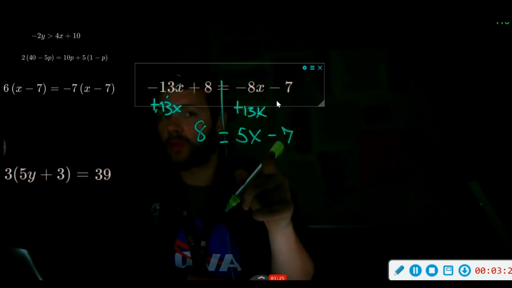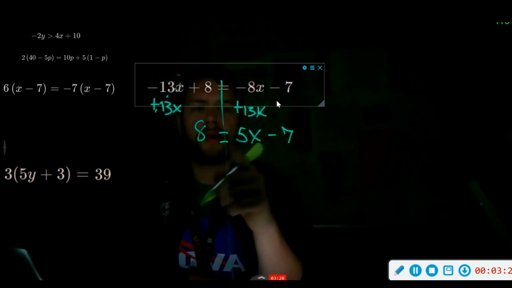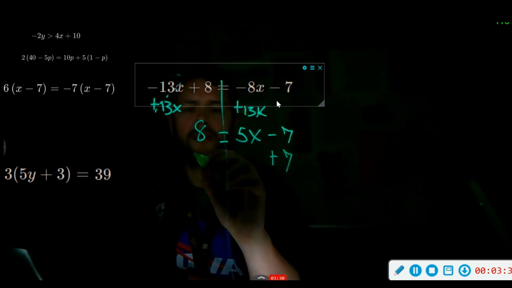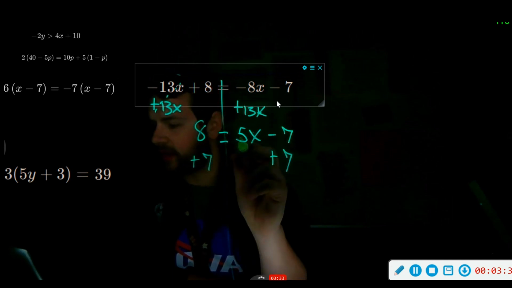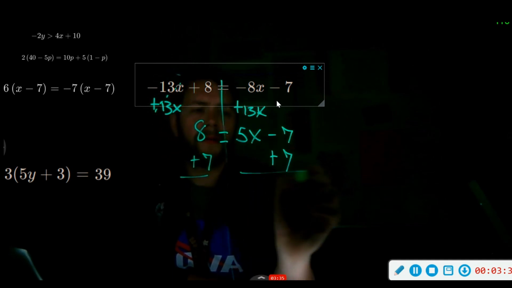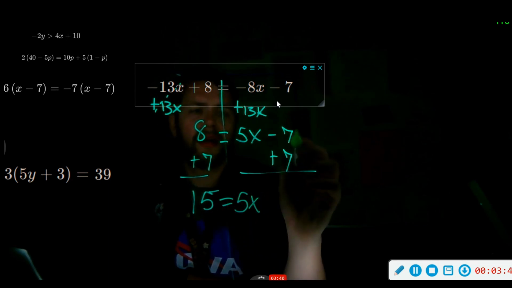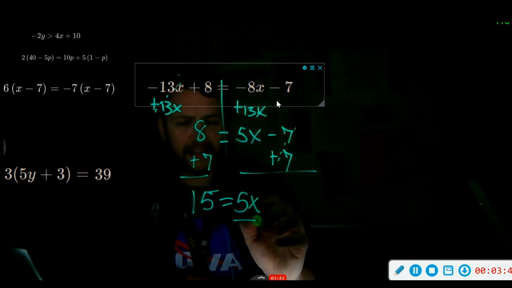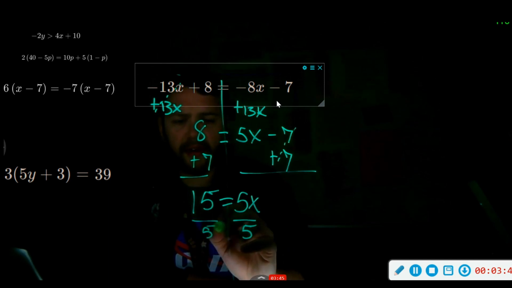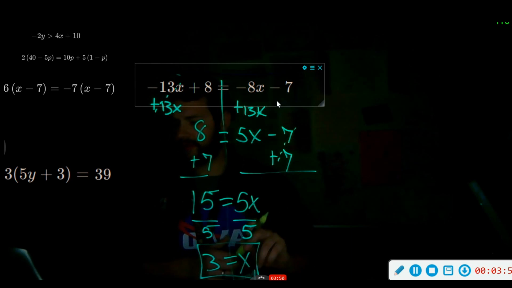And now we're just where we were in the last problem, where we had a two-step here. So now we're going to add the 7, just trying to get the x by itself. It's going to give me 15 equals 5x. These cancel. And then finally, our last step, once again, is to divide by the 5. So 3 is x. Pretty easy there.